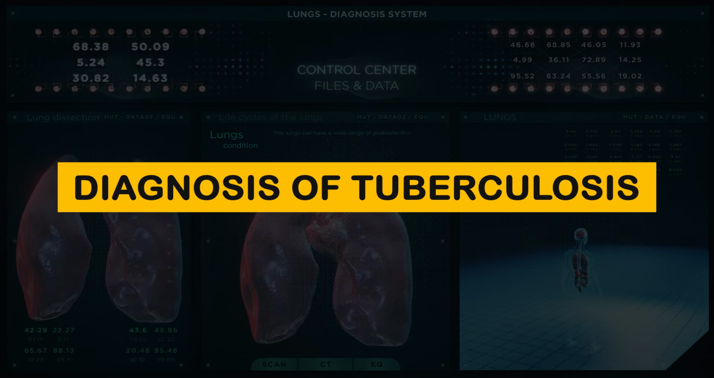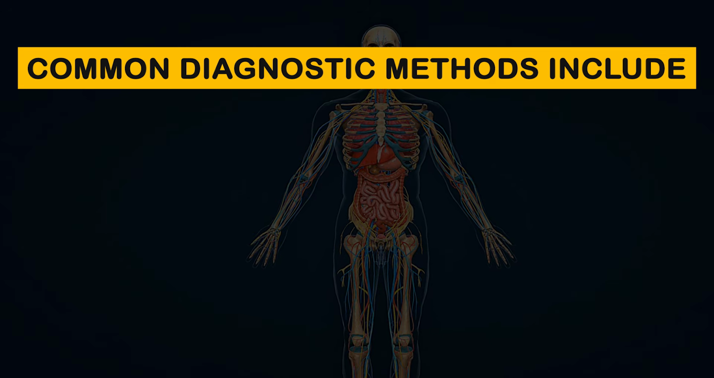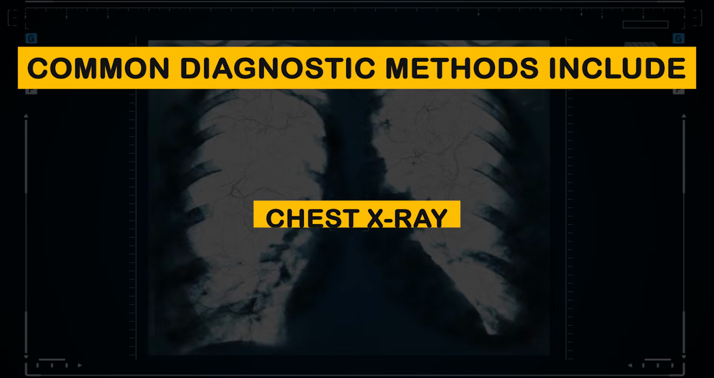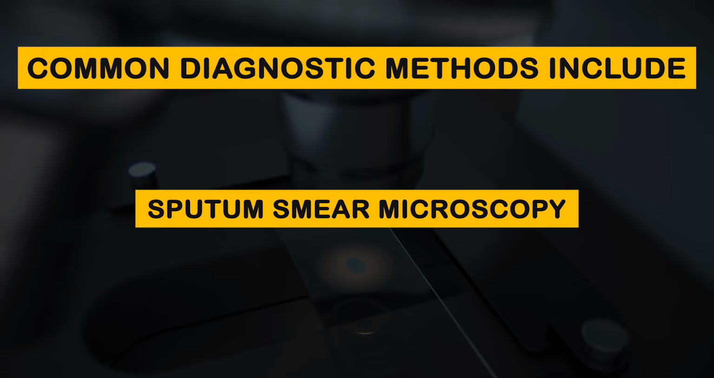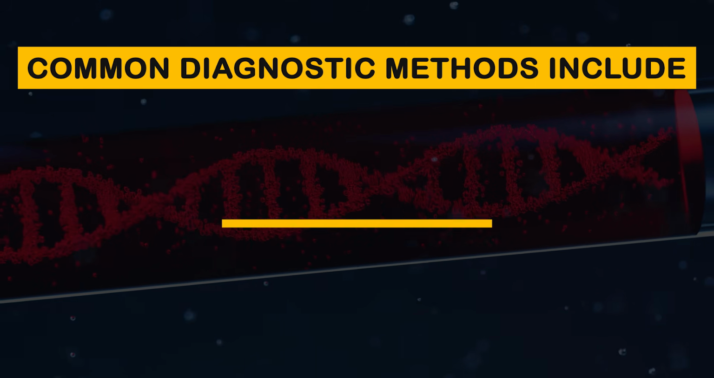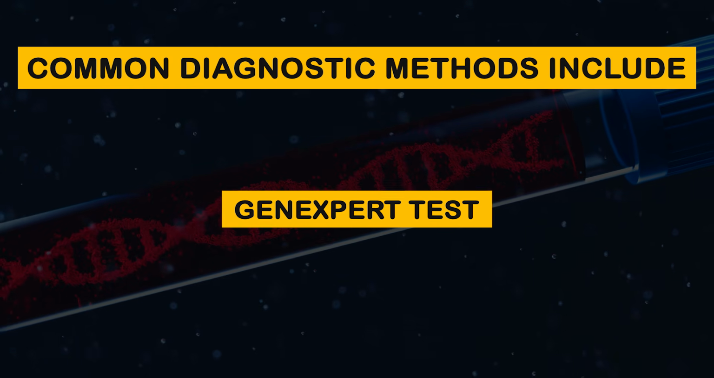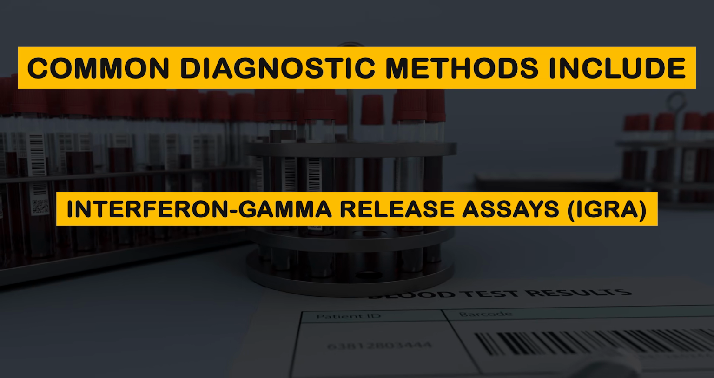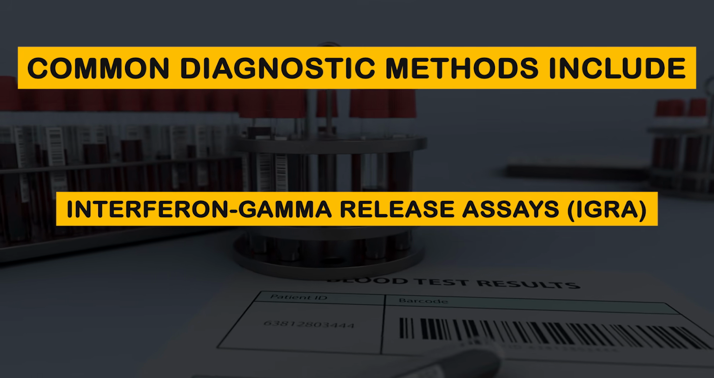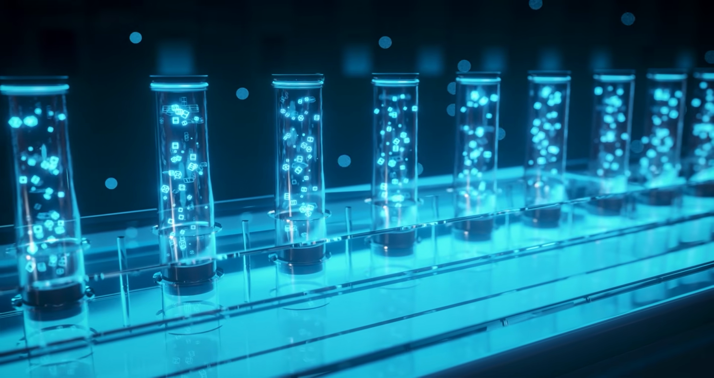Diagnosis of tuberculosis. Diagnosing TB requires multiple approaches. Common diagnostic methods include chest X-ray, which shows lung damage or cavities; sputum smear microscopy, which detects TB bacteria under a microscope; GeneXpert test, a molecular test that detects TB DNA and drug resistance; tuberculin skin test, Mantoux test; interferon gamma release assays, IGRA, blood tests; CT scan or MRI for extrapulmonary cases. Sputum testing is the gold standard for confirming pulmonary TB.